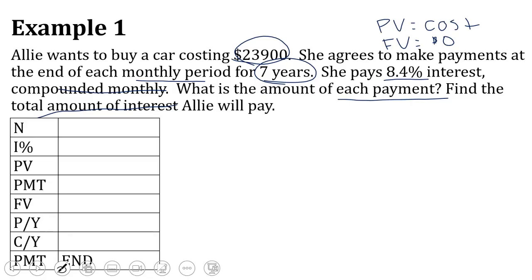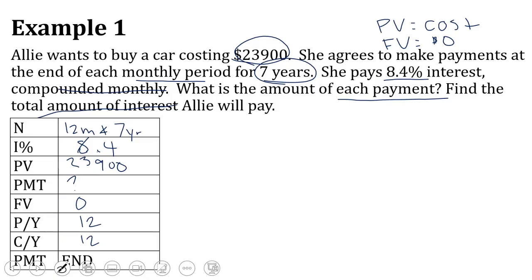So total number of payments: 12 months, 7 years. Our interest is at 8.4. And again, leave it as a percent; we don't need to change it to a decimal. Our present value is how much we are borrowing, $23,900. And we don't know what the payment is. That's the first question. Our future value is $0. And then we pay every month, and it gets compounded every month. So put this into your calculator.